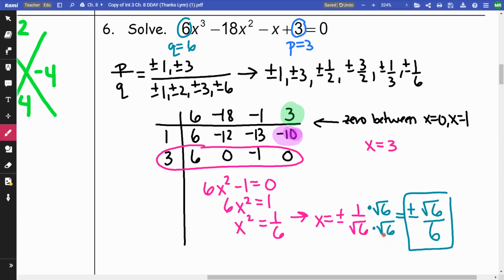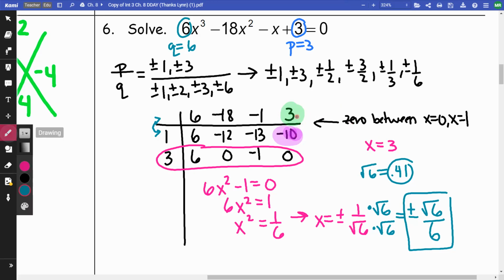Now, if I put √6 divided by 6 in my calculator, just so you see the approximation, I ended up getting about 0.41. So that would have been between my 0 and 1. That is the 0 that I was trying to find, and I would never have found it because it's irrational. So I would try my integers first, then go back and try maybe my fractions.